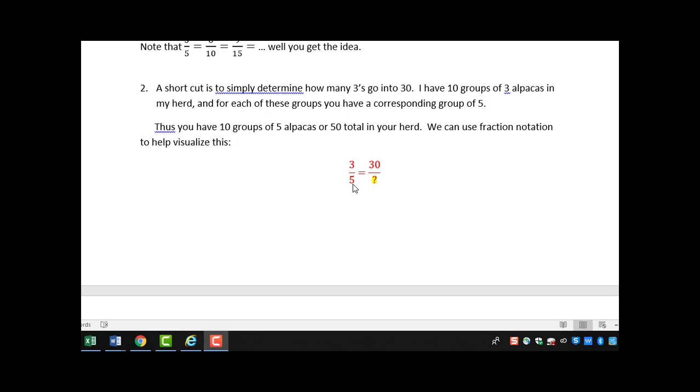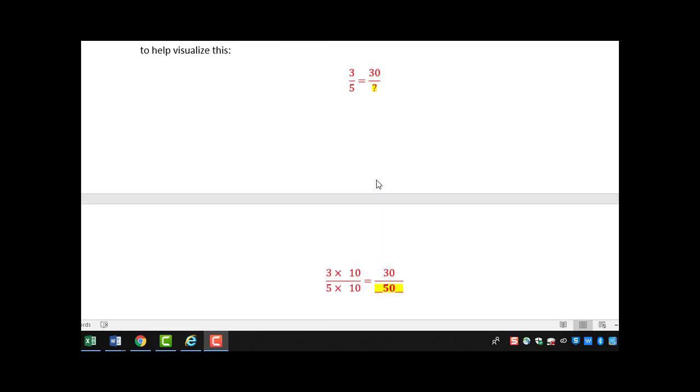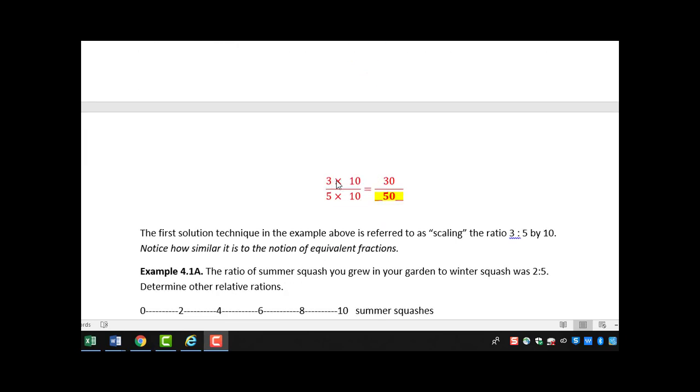Look at this. Does this look familiar? The ratio is 3 to 5. You have 30. How many do I have? Multiply the top by 10 and the bottom by 10, and you get 30 over 50. 3 over 5 is equivalent to 30 over 50. 50 is the number in your herd. This is just equivalent fractions.